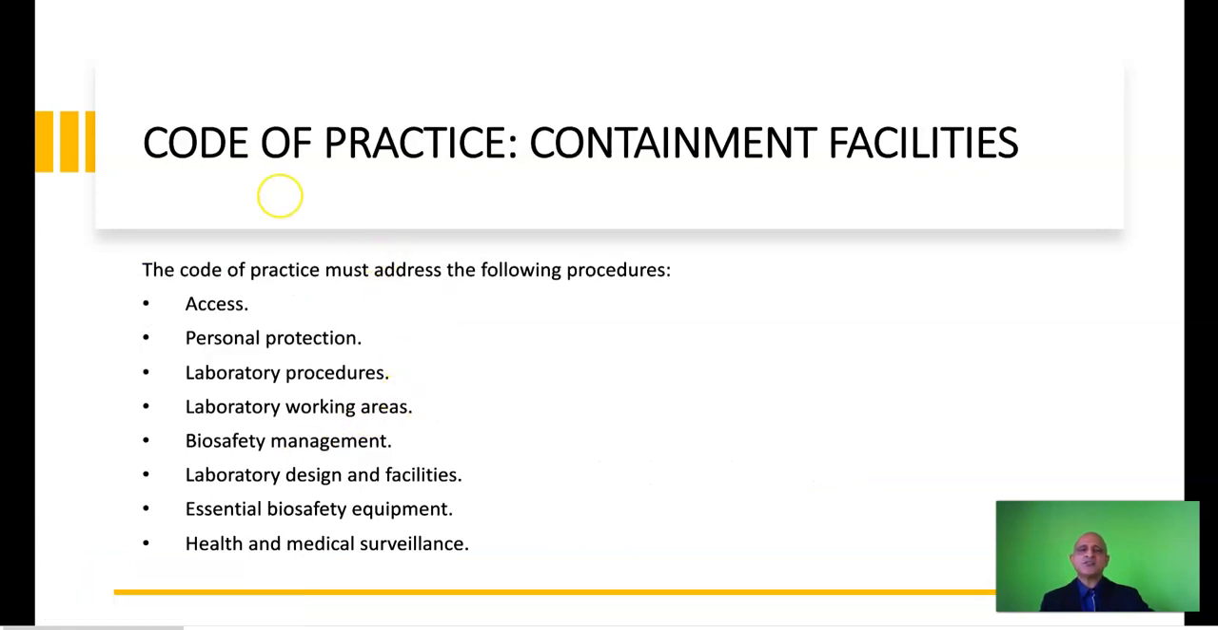The code of practice also focuses on containment facilities. The code of practice should govern the following procedures. These are what are termed administrative controls. One needs to develop standard operating procedures to determine access into the facility, the level of personal protection, laboratory procedures, laboratory working areas, biosafety management, laboratory design and facilities, essential biosafety equipment, and health and medical surveillance. What this highlights is the need for holistic management of the laboratory in terms of both the physical facilities itself, as well as the procedures and the personnel management. This may also extend to psychological management and the level of stress which laboratory workers may endure as a result of continuous work in a contained facility.